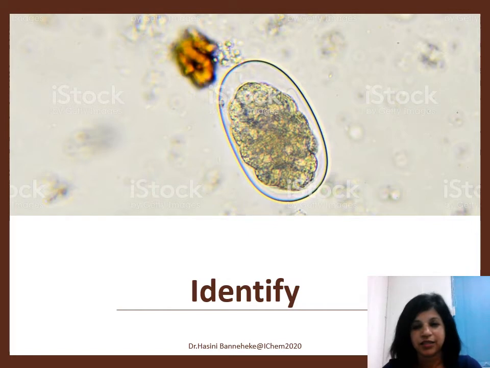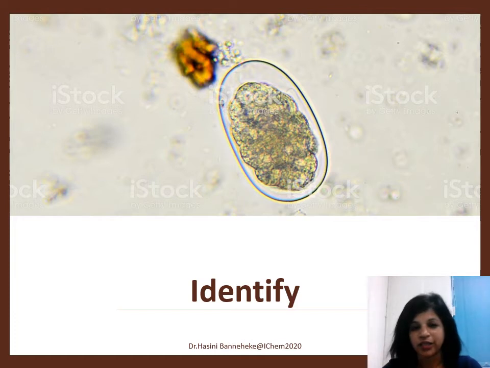So this is another parasitic egg found in feces. Just see whether you can recognize it. Look at the shape, size, the color, the internal structures, thickness of the wall. Look at all those and see whether you could identify this.